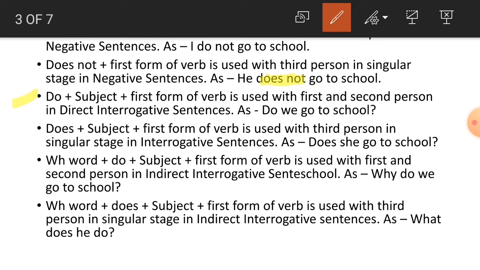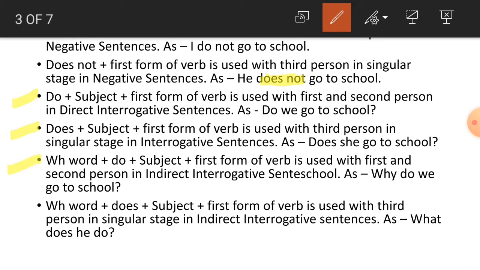You know very well, students, we is considered, and we is the subjective case in first person. Next, does plus subject plus first form of verb is used with third person in singular stage in interrogative sentences. It means direct interrogative sentences. Does she go to school? Here does is used because she is the subject in this sentence and she is third person and in a singular stage.